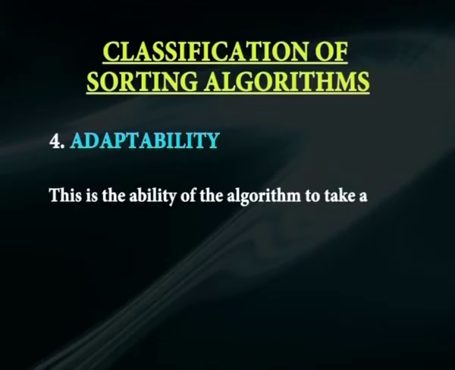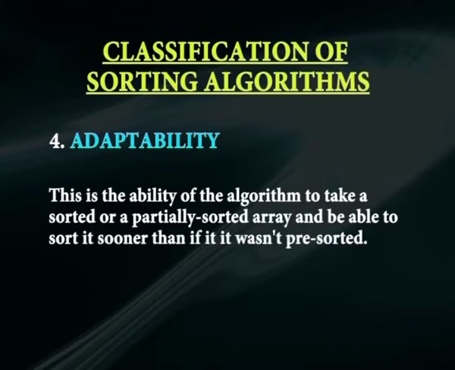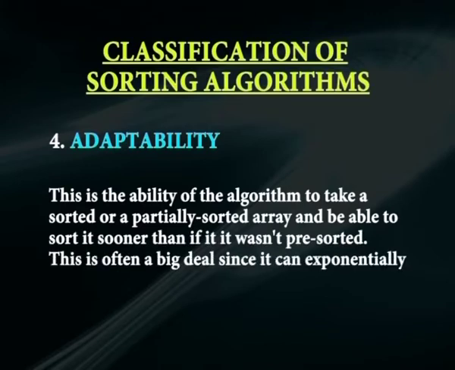Adaptability. This is the ability of the algorithm to take a sorted or a partially sorted array and be able to sort it sooner than if it was not pre-sorted. This is often a big deal since it can exponentially save one's time. If we add an element to a sorted array, then the time to sort the array should be much less than sorting the complete array if the algorithm is adaptive. Algorithms such as insertion sort, which take care of such cases, are known to be adaptive.